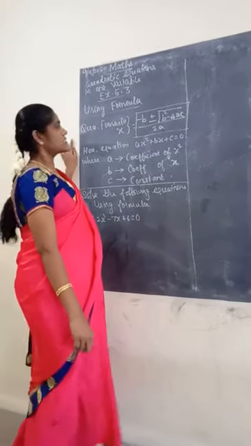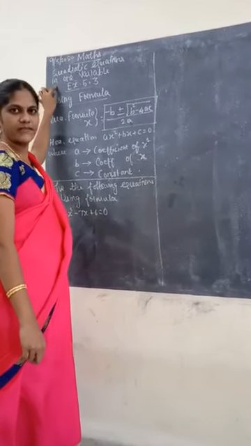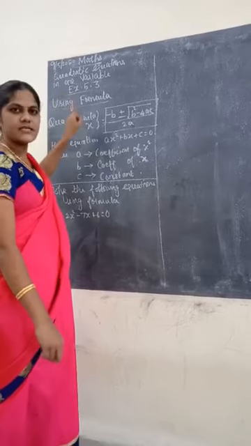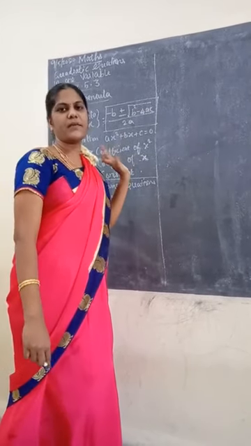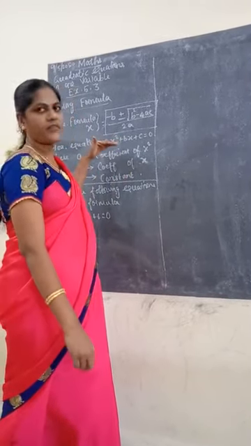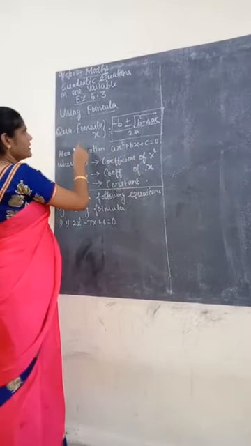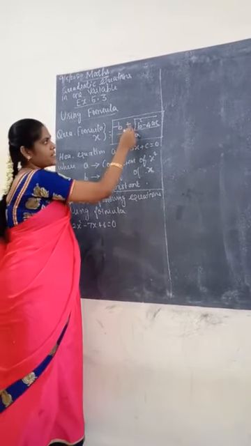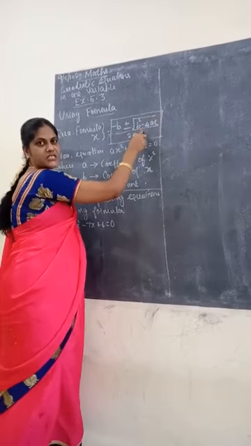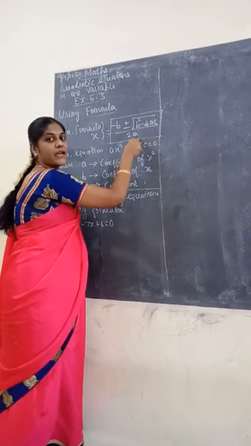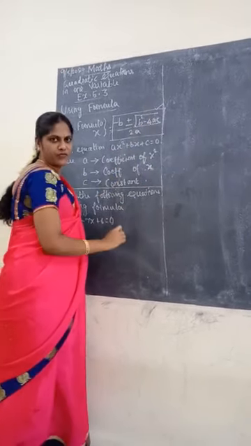Hi students, this is today's class: quadratic equations in one variable, exercise 5.3. Listen, exercise 5.3 is fully based on the quadratic formula. Here we are going to learn the quadratic formula. Listen: x = (-b plus or minus square root of b square minus 4ac) divided by 2a. This is the quadratic formula.